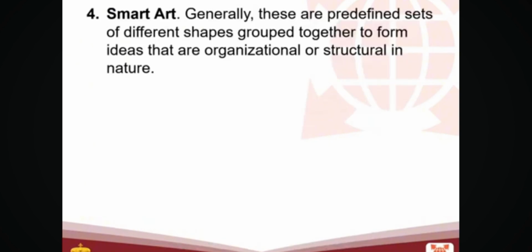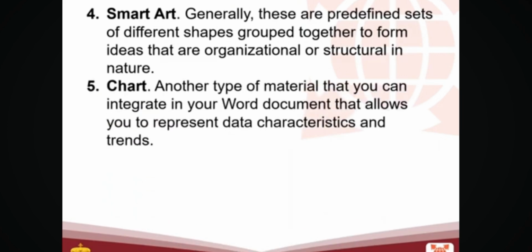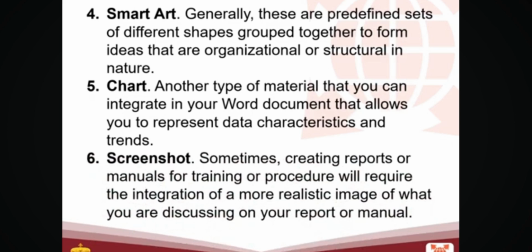Another kind of material is smart art. Generally, these are predefined sets of different shapes grouped together to form ideas that are organizational or structural in nature. Next is chart, another type of material that you can integrate in your Word document that allows you to represent data characteristics and trends. And lastly, you have a screenshot. Sometimes creating reports or manuals for training or procedure will require the integration of a more realistic image of what you are discussing in your report or manual.